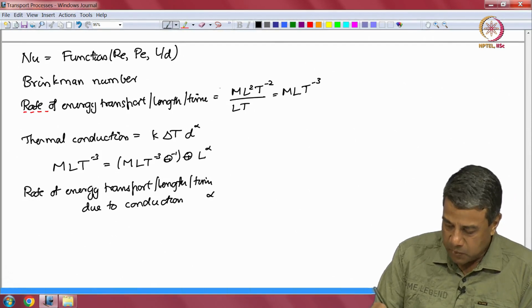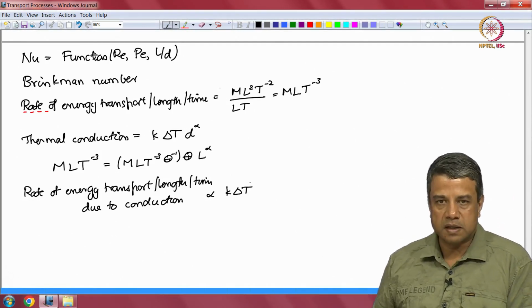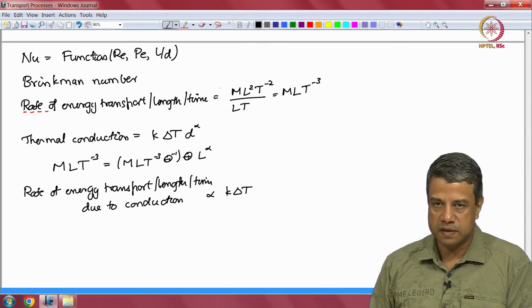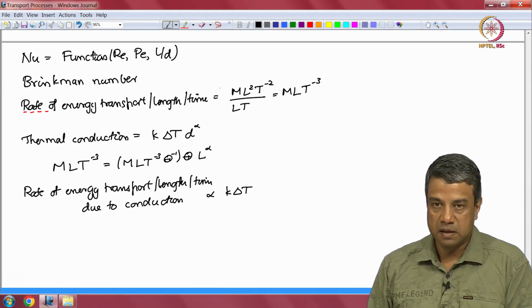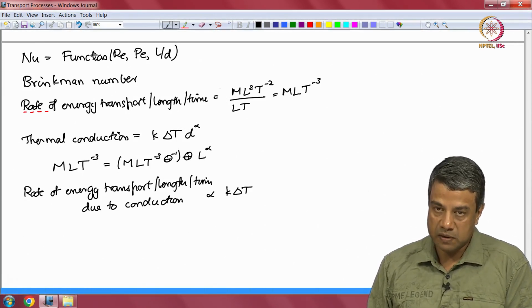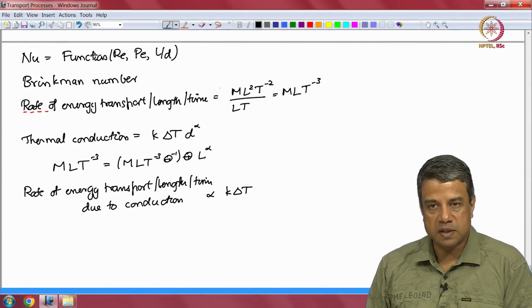is proportional to k times delta T, where k is the thermal conductivity and delta T is the temperature difference. Note also that the flux was equal to k delta T divided by length. Flux is transport per unit area per unit time. So, transport per unit length per unit time is just k delta T.